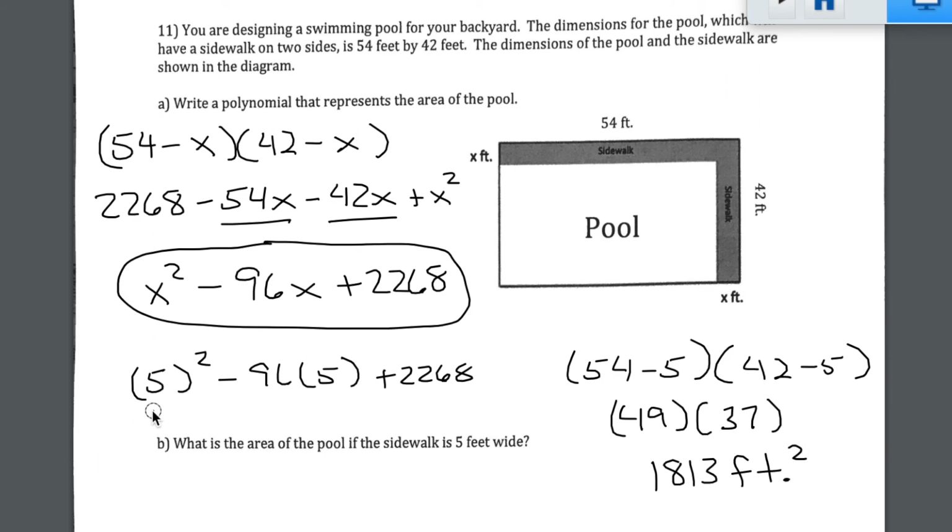If you do this, this is 25. This is negative 480. This is 2,268. Just bring that down. If you add your positives, it's 2,293. 2,293 minus 48. Lo and behold, still gives you 1,813 square feet. So either option. You don't have to do both.